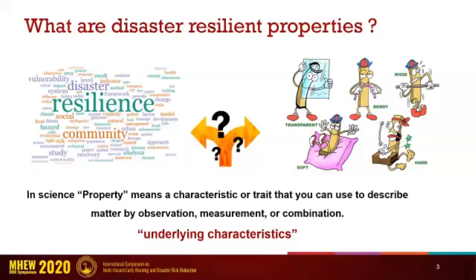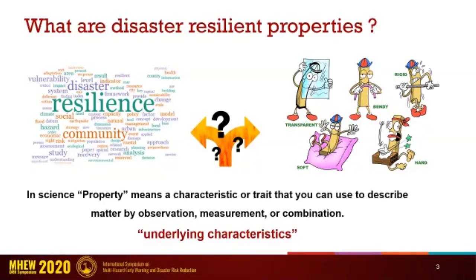First of all, let me introduce what disaster resilience properties are. Simply, in science, a property means a characteristic or trait that you can use to describe matter by observation, measurement, or a combination. In other words, properties refer to the underlying characteristics of a given context.